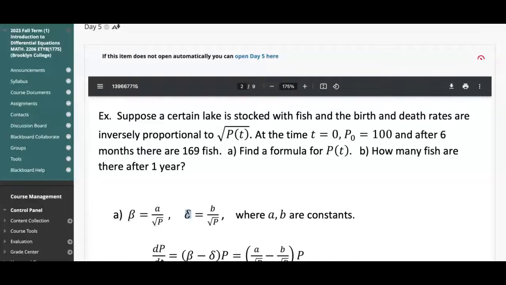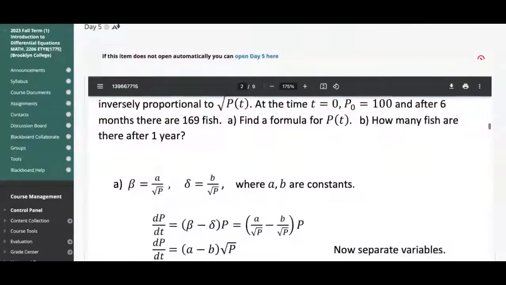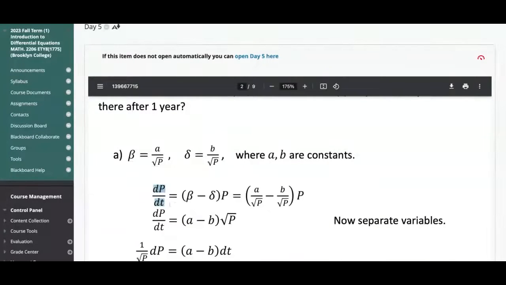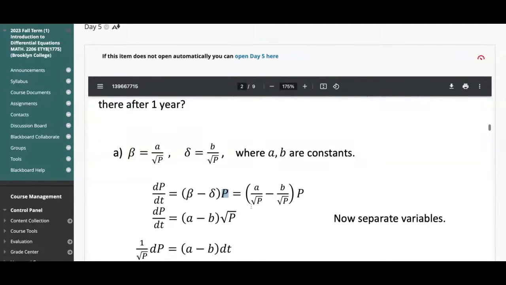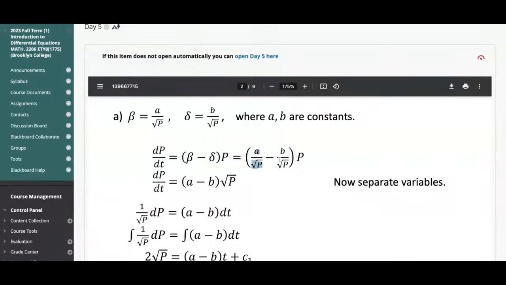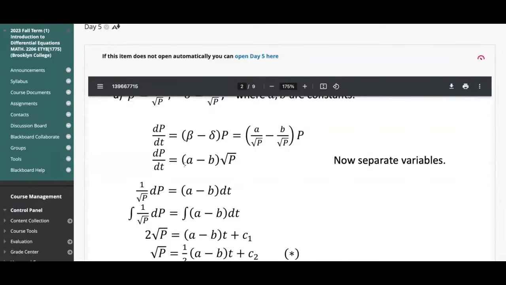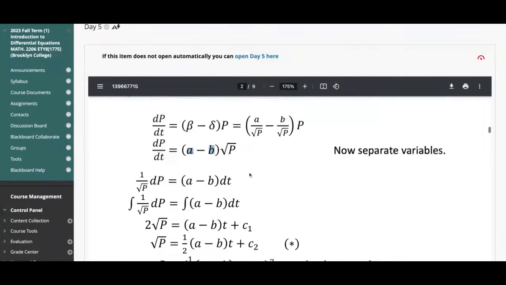And the same thing for the death rate. Delta looks like a D, so for death rate, also inversely proportional to square root of P. This B is a constant, multiplied by 1 over square root of P. So we use the formula dP/dt equals birth rate subtract death rate multiplied by the population function. That's the birth rate, that's the death rate, subtract. You can simplify that to be A minus B square root of P.